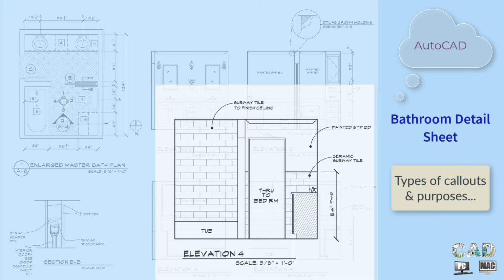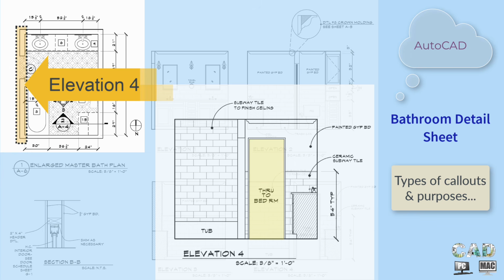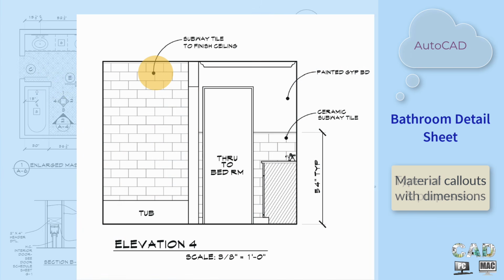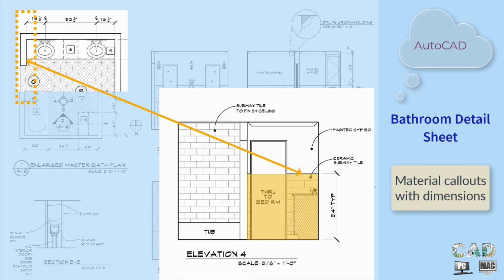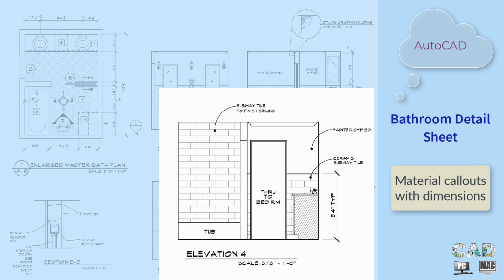In Elevation 4, we are looking at the wall with the door through to the primary bedroom. On this wall, a curved leader line with a closed-filled dot calls out the wall materials. At the bathtub enclosure, the drawing calls for a subway tile installed from the tub surround to the ceiling line. In the vanity area of the bathroom, the subway tile is capped at 54 inches above the floor. The area of the wall above 54 inches is painted gypsum board or drywall.